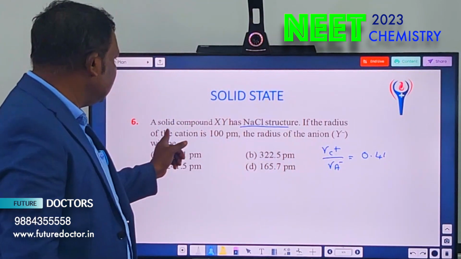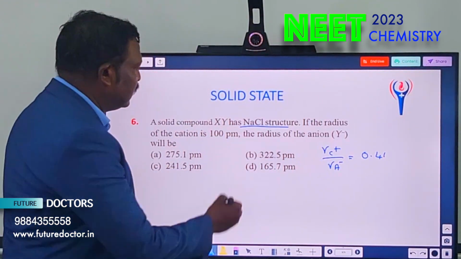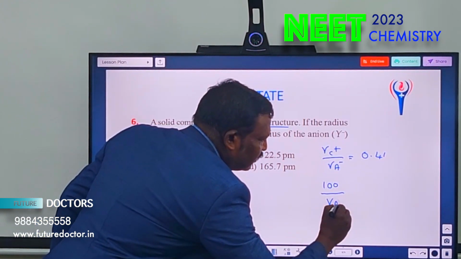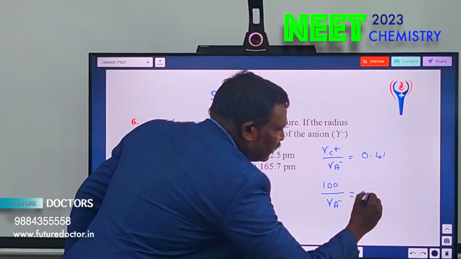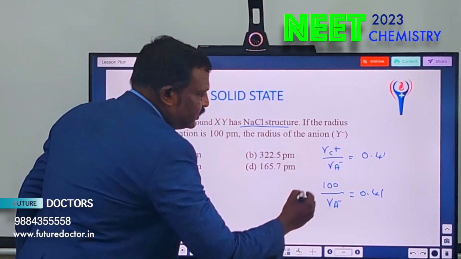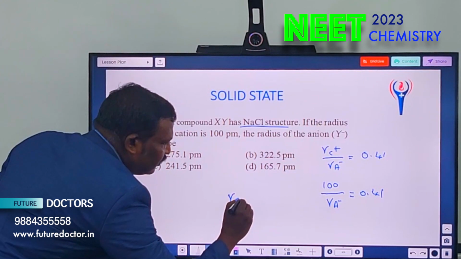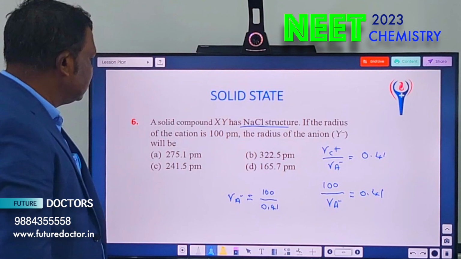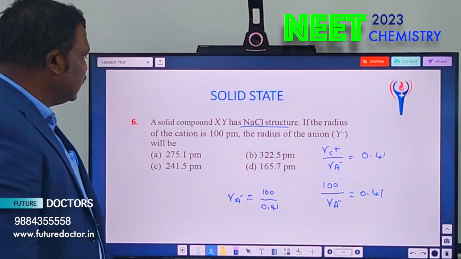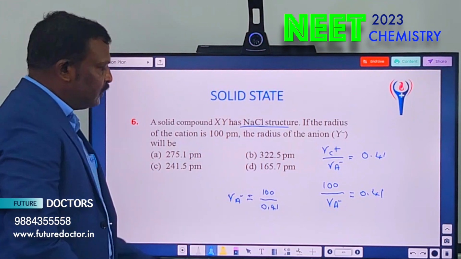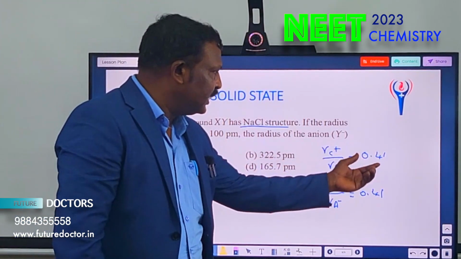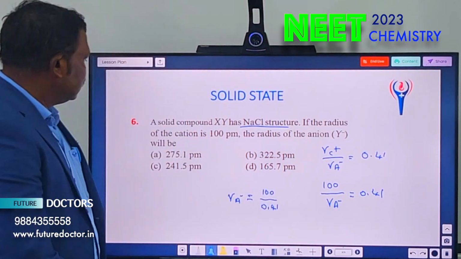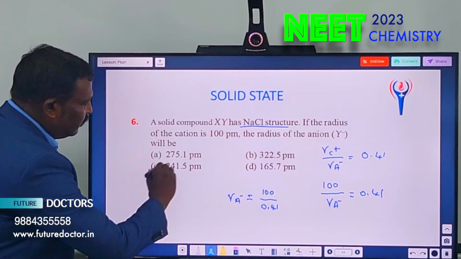So here the radius of cation is 100, divided by the radius of anion, is equal to 0.41. Rearranging, the radius of anion will be 100 by 0.41. Approximately, C will be the answer. When you divide, you must know that for each and every structure we have values. You need to know what kind of structure the compound has, then only can we find it out. So it will be 241.5 picometer.